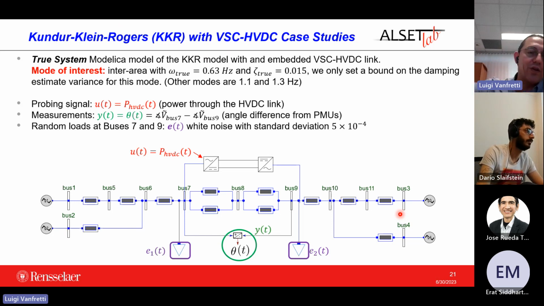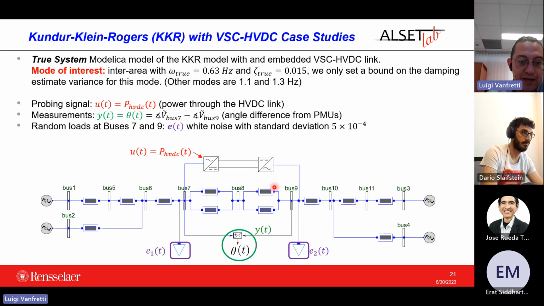We only want to reproduce what they're doing in the Western US, that is an inter-area mode, and that's between this area and this area over here. That mode has a frequency of 0.63 Hertz in this model, and a damping of 0.015. Okay, the input signal is going to be a change in the reference on the power through the HVDC link, trying to reproduce what they do in the field. And the measurement is the angle difference between bus 7 and bus 9 on the AC side.